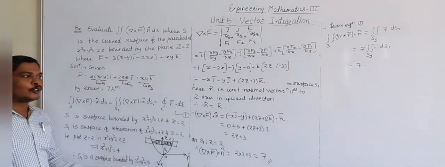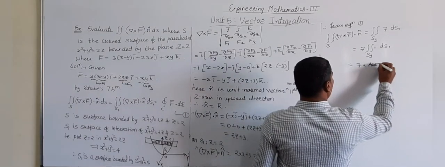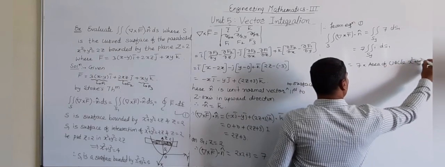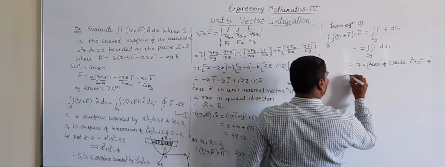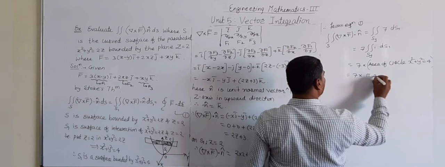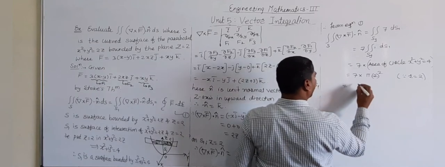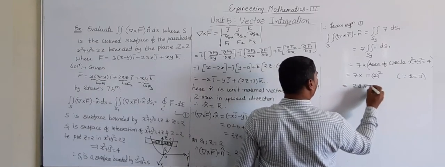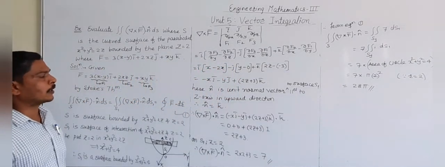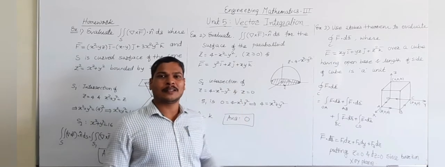plus y square is equal to 4, circle with radius 2. So 7 into area of circle, x square plus y square is equal to 4, right? So this is equal to 7 into area of circle with radius 2, which becomes pi r square, and here r is 2, so pi into 2 square, since r is equal to 2. So in that way we get 28 pi. So this is our required value of the integral of del cross F bar dot n cap dS over surface S. Okay, try to solve these examples at home.